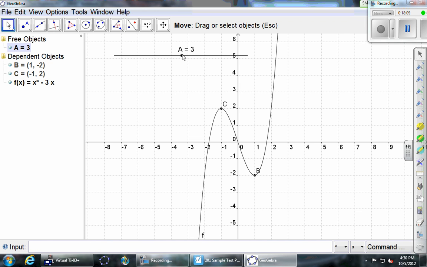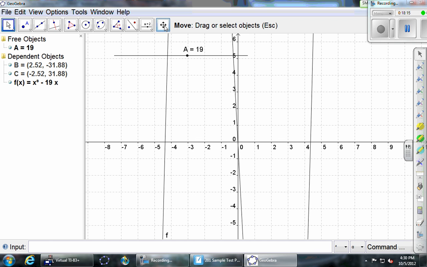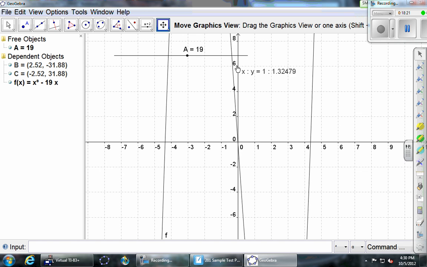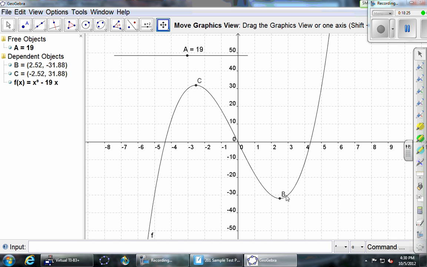And even as I move a, those 2 points are going to stay tethered to the maxes and mins, the critical points. If it goes off the screen and you want to find it, just click on that guy and then anywhere on the axis and then drag. You can drag it down, and hopefully B and C are still at the top and the bottom. So that's looking pretty good. Okay, so we've got our critical points.